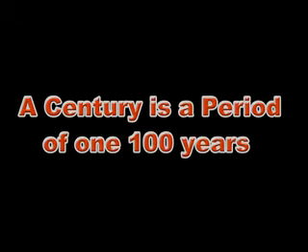A century is a period of 100 years. When we say that we are living in the 21st century, it means that we have passed 20 sets of 100 years since the birth of Christ. The years of the 21st century will begin with 20 and not 21.